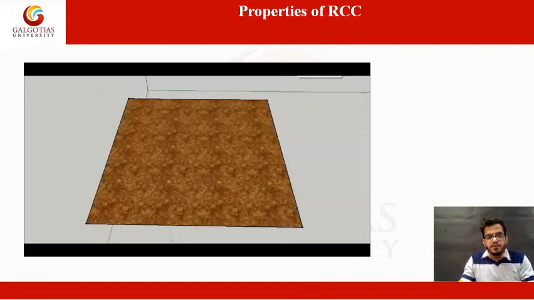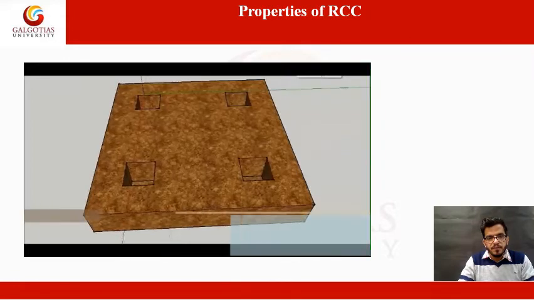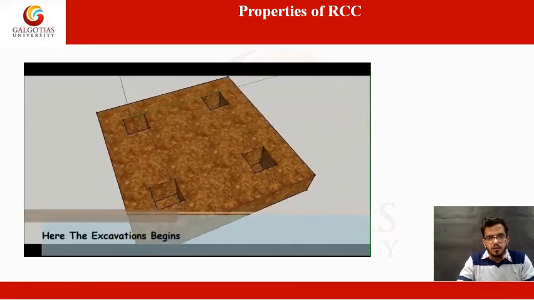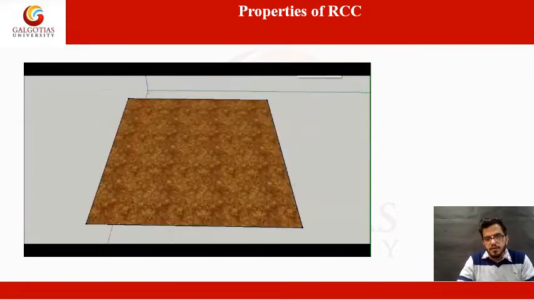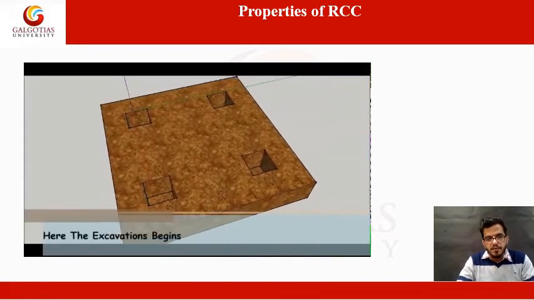So this video will make you understand the whole construction, how the excavation begins, how the RCC formwork is done and the frame is constructed.